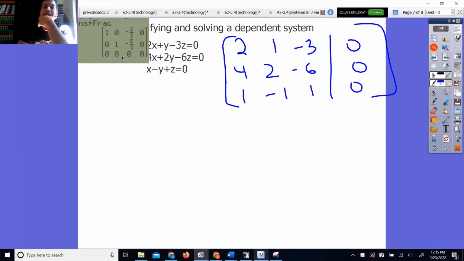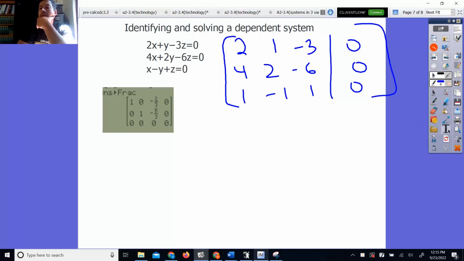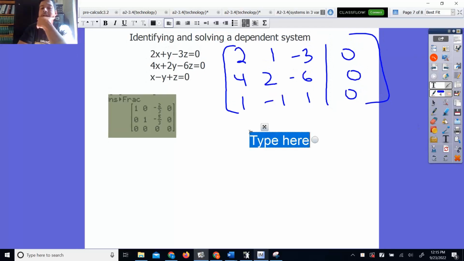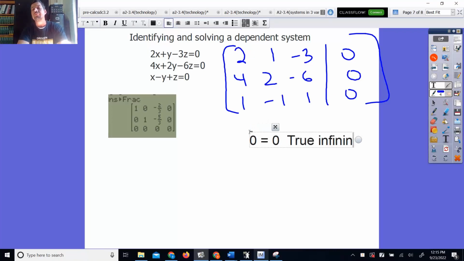And this needs to be talked about, how to interpret, especially because I put one of these on your next test. Because it is a big deal next year. The last row says 0 is 0. True or false? True. Infinite solutions. Better known as dependent.